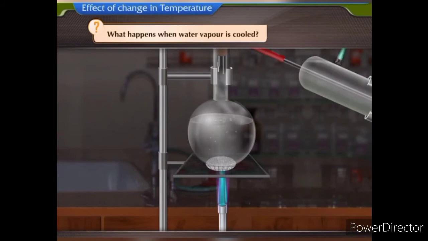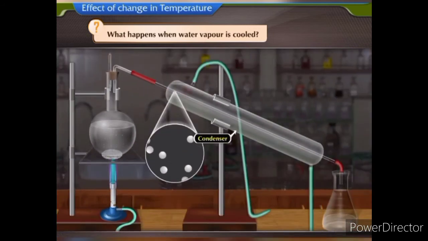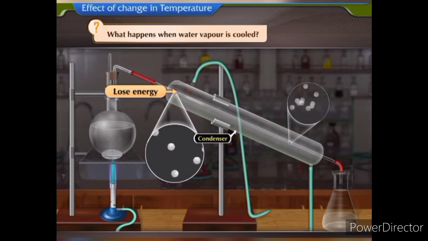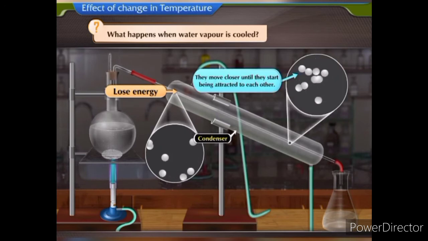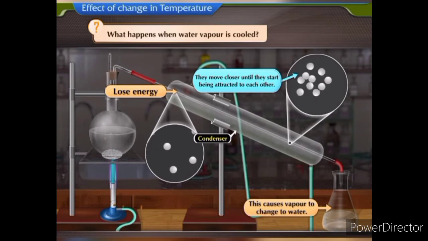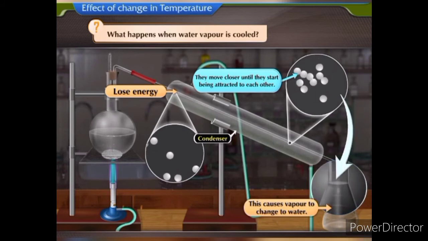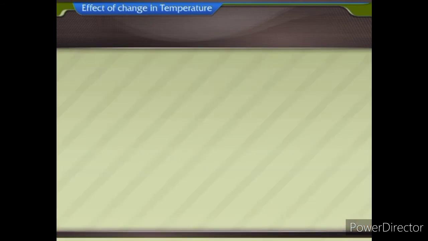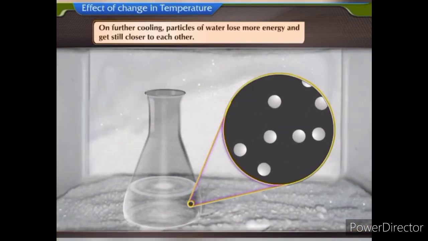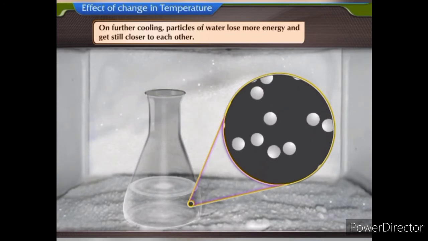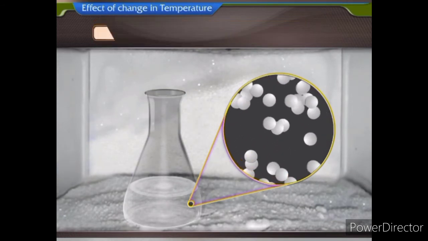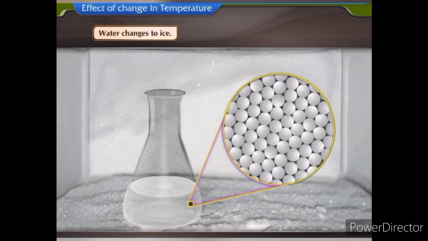What happens when water vapor is cooled? When water vapor is cooled enough, the particles of vapor lose energy. They move closer until they start being attracted to each other. This causes vapor to change to water. On further cooling, particles of water lose more energy and get still closer to each other. Gradually, water changes to ice.